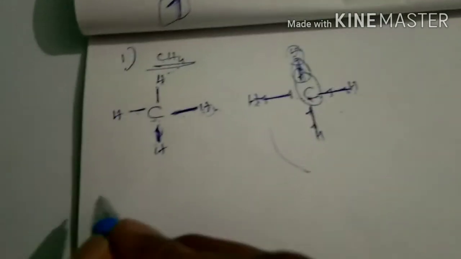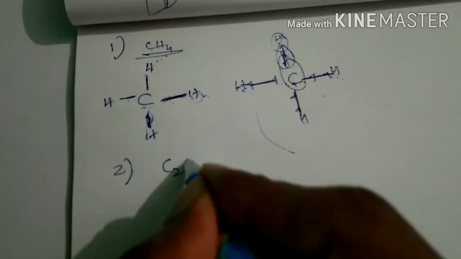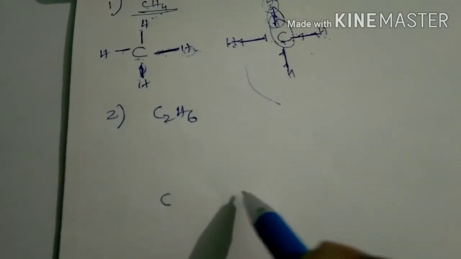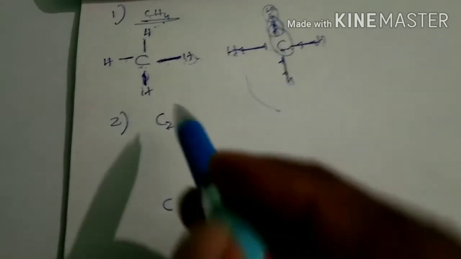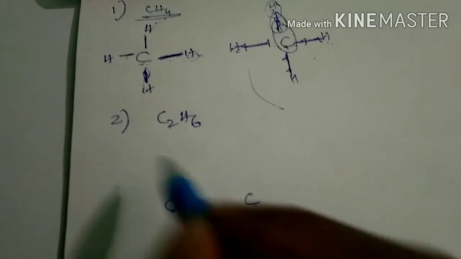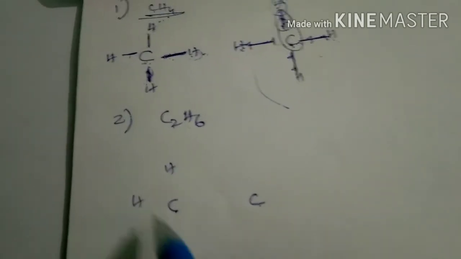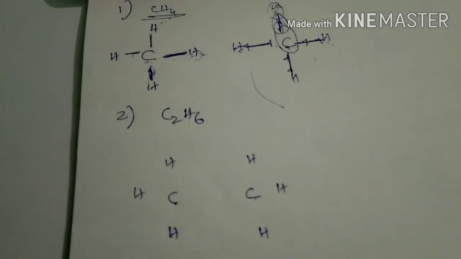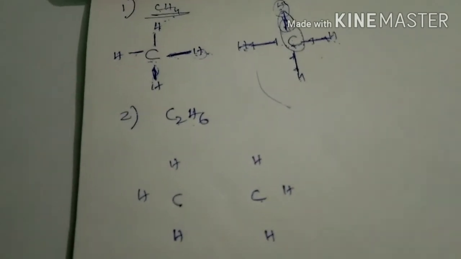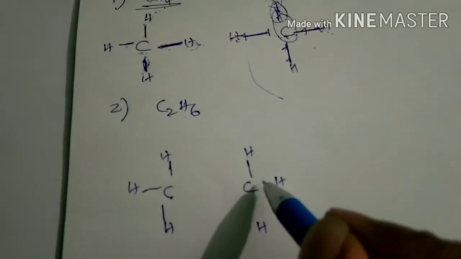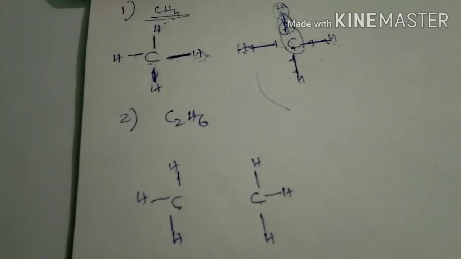I will draw one more structure, then you get some more idea. C2H6. See, first write carbons. Carbon, carbon. Here how many hydrogens? 6. Split it: for this carbon 3, for this carbon 3. 1, 2, 3. 1, 2, 3. Now we know already, hydrogen forms how many bonds? Each hydrogen only one bond. First draw it. 1, 1, 1. Here also 1, 1, 1.